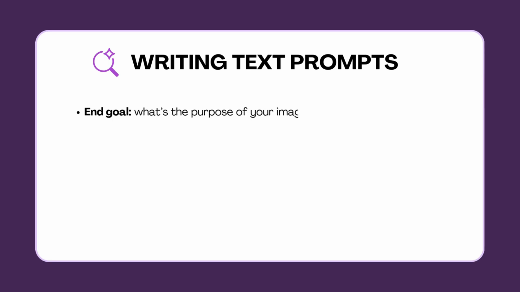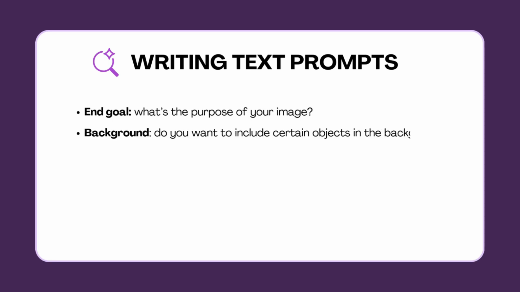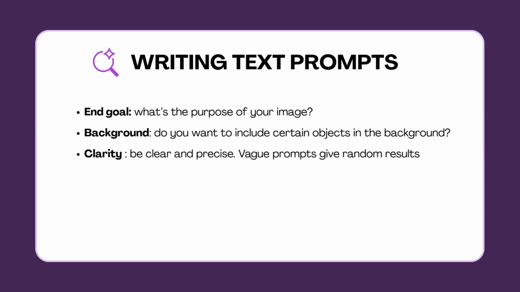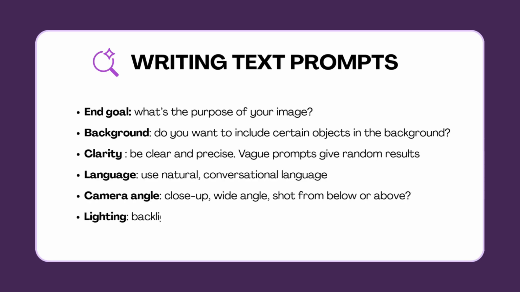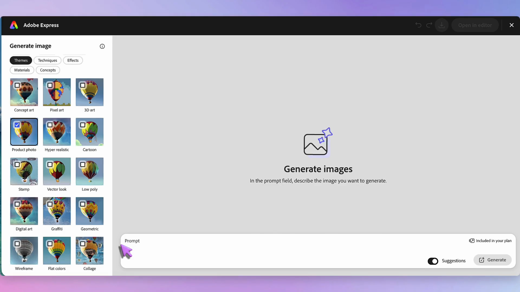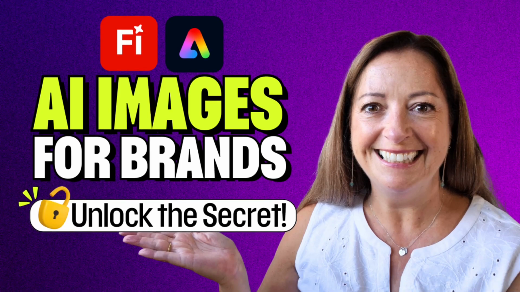There's no magic formula when it comes to writing text prompts. Just remember to use natural language, be as descriptive as possible, include things like lighting, camera angles, and just let your imagination go. For a deeper dive into writing text prompts to generate images, just click on the link which is coming up right at the end of this video.